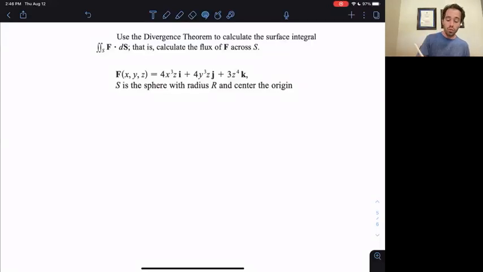Okay, just one more. We are going to get one more of these flux integrals by using the divergence theorem. Just like before, we will calculate the divergence of f at the start. The divergence of f is partial p partial x plus partial q partial y plus partial r partial z.